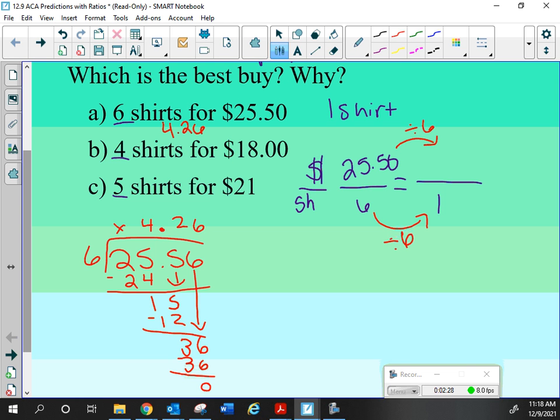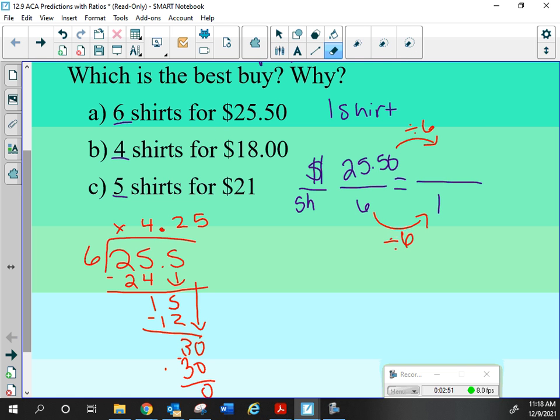Yes, ma'am. It wasn't $25.56. I couldn't read my own handwriting. Sorry. Thank you for letting us know. So that should be 30, so 6 goes in 5 times. I'll just fix that for you. Please let's silence our phones if we can. We can rewrite that: 4.25. Okay, are we good with that? Yeah. All right.